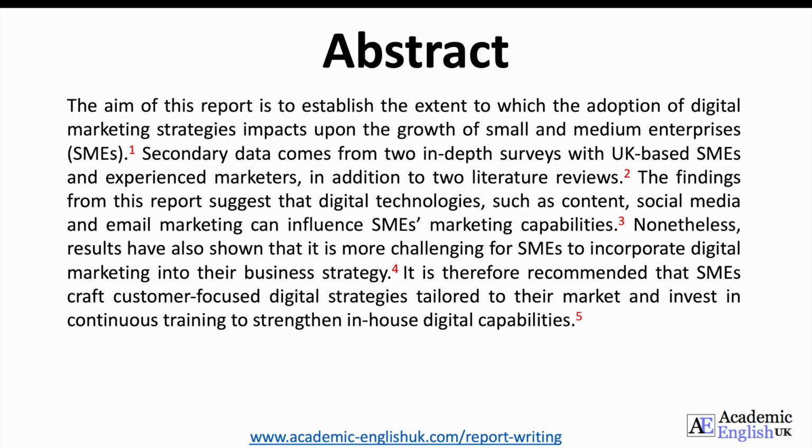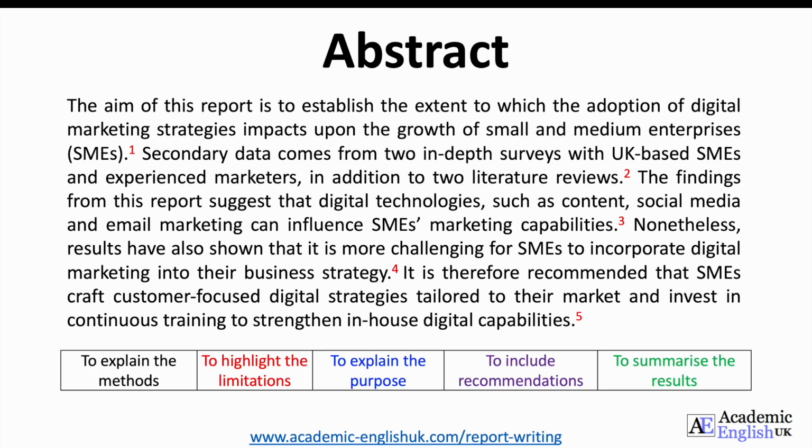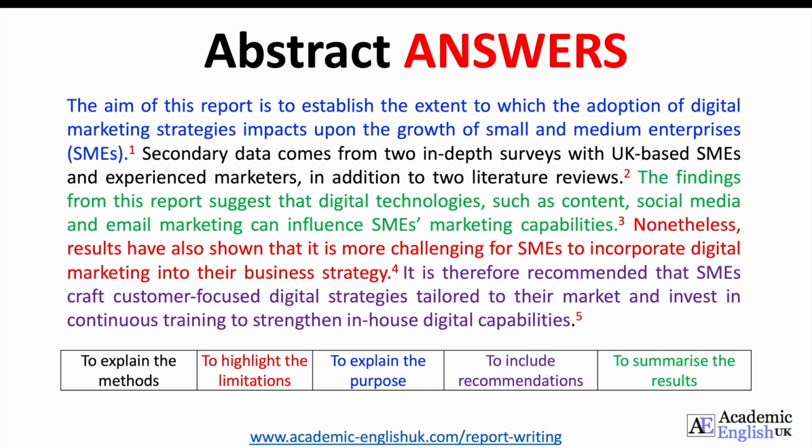Here is a sample abstract. Underneath the abstract is a table of 5 features. Please look carefully at the abstract as you will see small red numbers after each sentence. This indicates individual sentences. Identify then which sentence is one of the features in the table. Pause the slide and do the exercise. Here are the answers. Pause the slide and check.